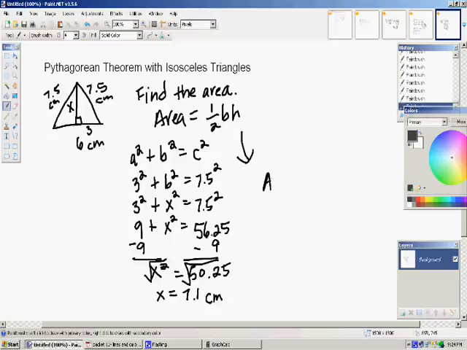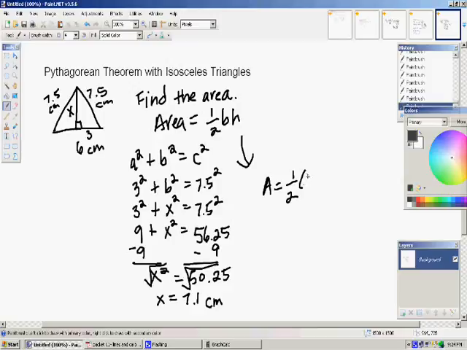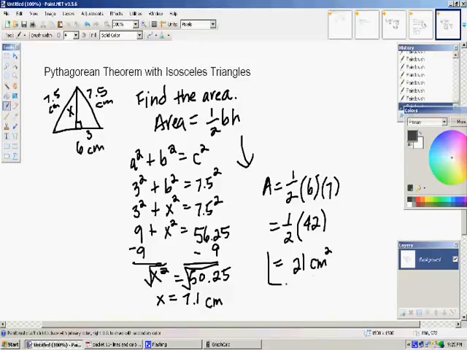Okay, so let's use our formula right here. Area is equal to 1/2. We know that the base of the entire triangle is 6. And we just solved for the height of the triangle, which was about 7. So we have 1/2 times 6 times 7, which is 42. And half of 42 is equal to 21. So the area of this triangle is 21 centimeters squared.